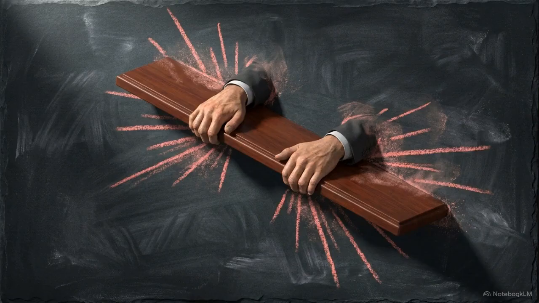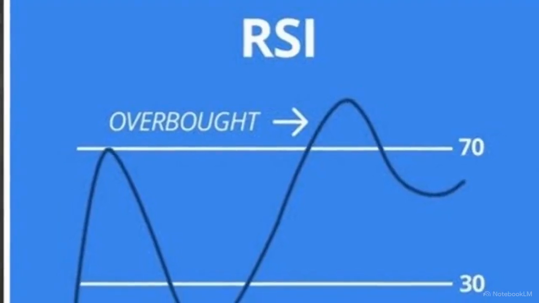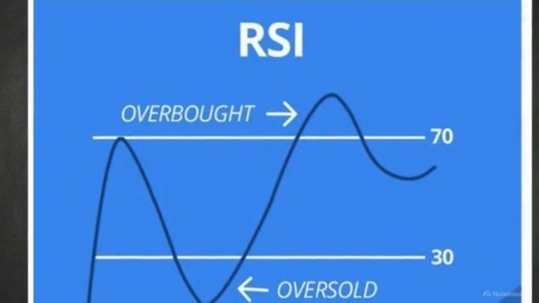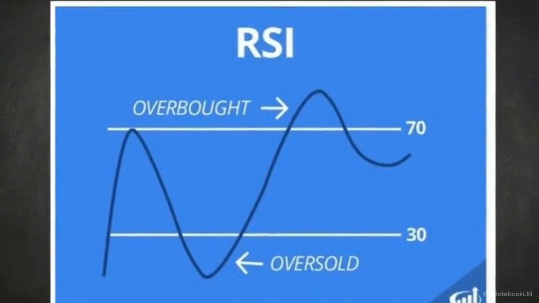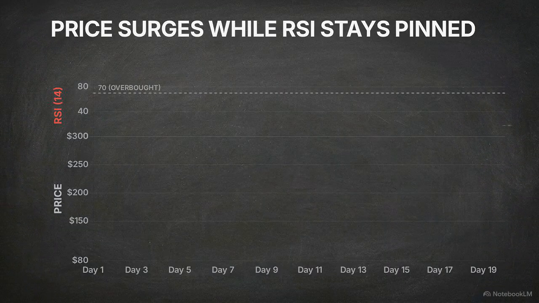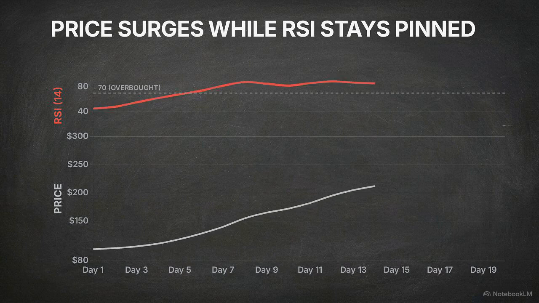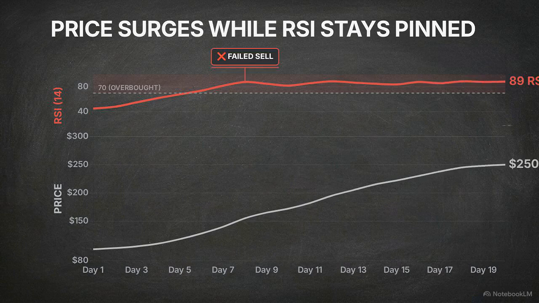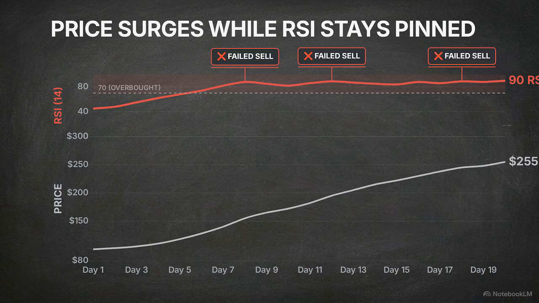This brings us to the mechanical error that leads to repeated false signals, selling an asset the moment an oscillator crosses the 70 level into so-called overbought territory. In a strong, sustained uptrend, an asset's internal power will logically remain elevated. That intense buying pressure will pin the RSI line above 70 for extended periods. Selling here means stepping directly in front of a freight train.